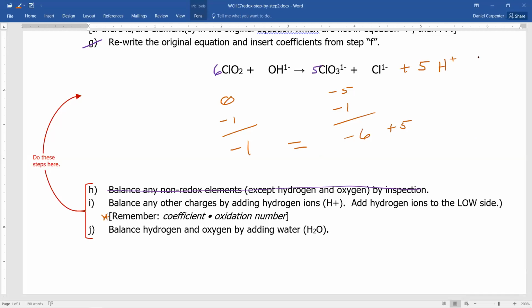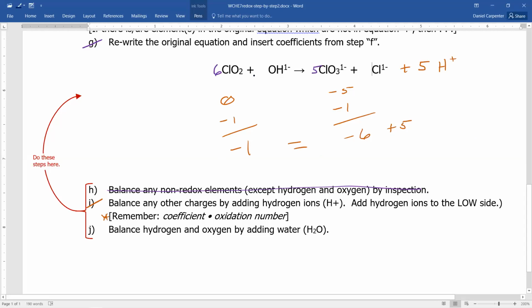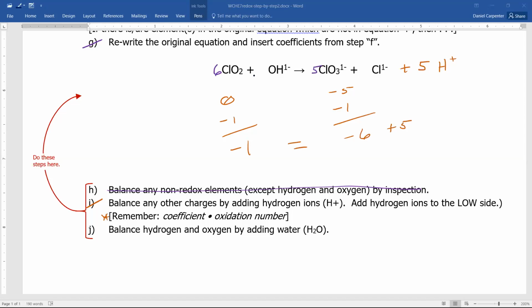Now, done. Now see if you can balance the hydrogen and the oxygen by adding water molecules. We have always added water. I think every time we've done it so far, the water has gone on the right, but we're going to need more hydrogens on the left side. So the water is going to go on the left side this time. So go ahead and see if you can get that done. I'll give you a minute, and then we'll come back and do it.